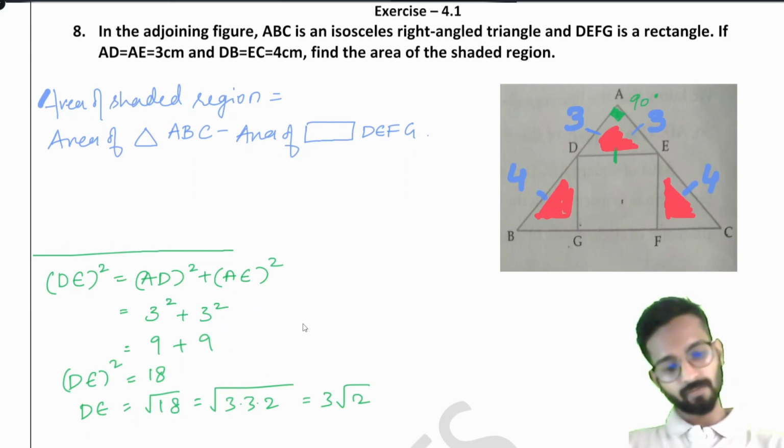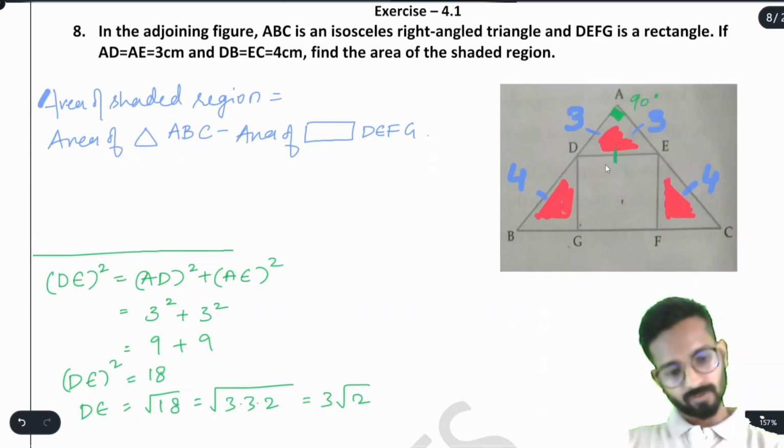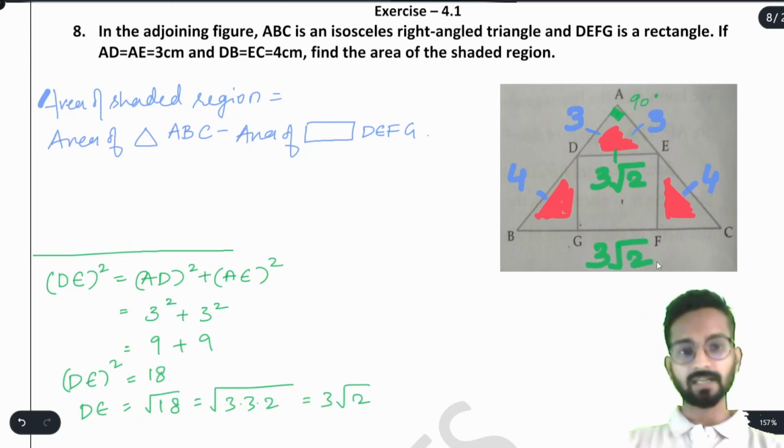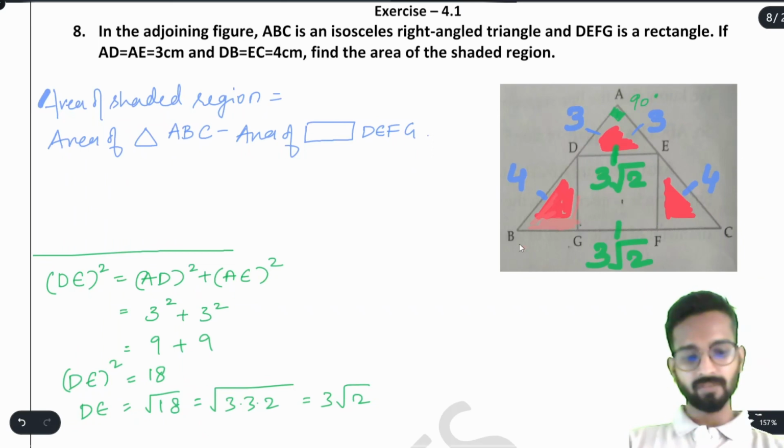Okay, this is your side. So I know here that DE is 3 root 2. It means GF is also 3 root 2. Why? Because it is a rectangle and opposite sides are equal. Understood this part? Now, when opposite sides are equal, this we have already found. But remember one thing. To find the shaded region, if I have to find out this area, how will I find it? When I will have the base BG and this height.